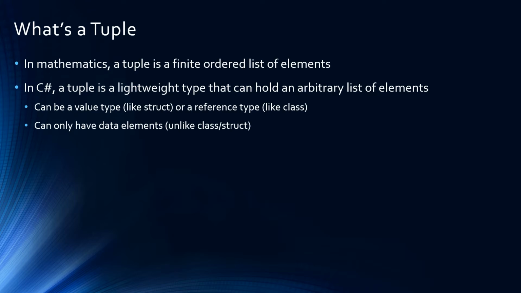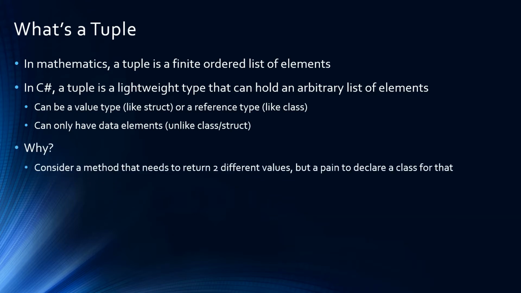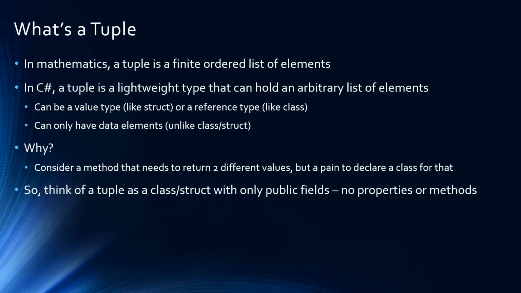Mainly, we're going to run into tuples as a return from a method. When a method needs to return more than one object, rather than returning an array of objects or something arbitrary like that, we can return a tuple. So think about a tuple as the same as a struct with all public fields and no methods and no properties. So how do I create a tuple?